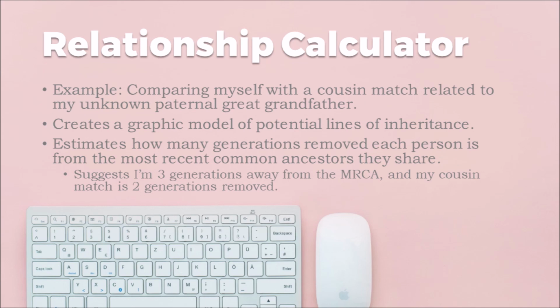One of the things that it's going to give you is an estimate of how many generations removed from the common ancestors each person is. So when I ran this, it told me that I am 3 generations away from the most recent common ancestor, and my cousin match is most likely 2 generations removed. This is valuable because in the modeling that I was doing in my own mind, I thought I was 4 generations removed from the most recent common ancestor, and this is telling me that I could potentially be 3. So it's just something to keep in mind as I work through this.